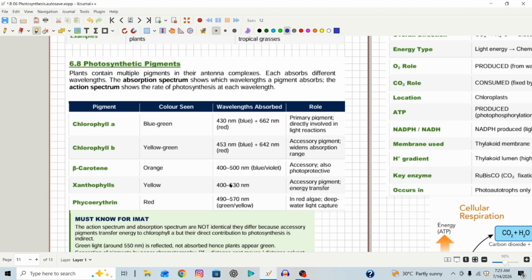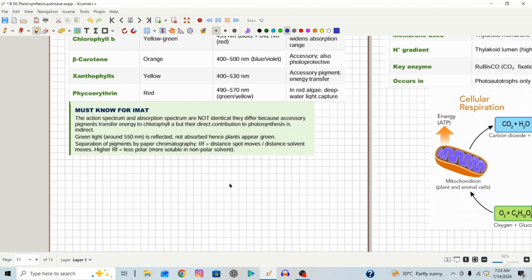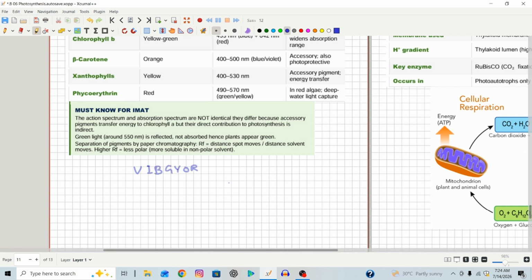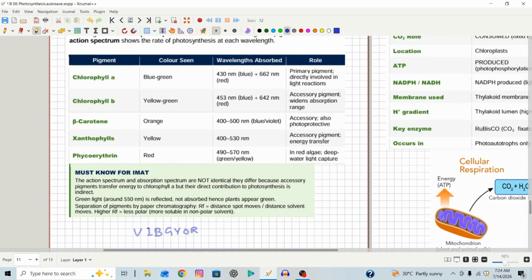As you know, what is the spectrum of light? It is actually VIBGYOR, right? What is VIBGYOR? VIBGYOR means violet, indigo, blue, green, yellow, orange and red. So VIBGYOR is something that you have to remember for your IMAT exam. So this is the spectrum of light: violet, indigo, blue, green, yellow, orange and red.